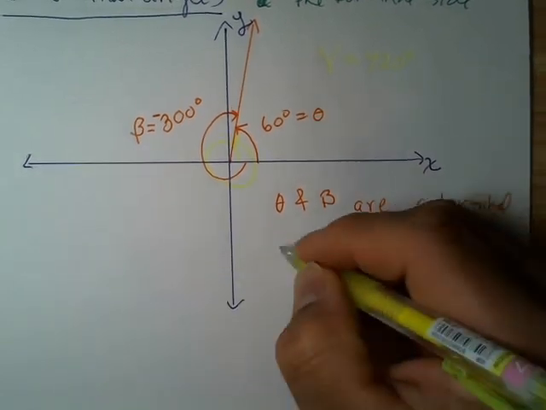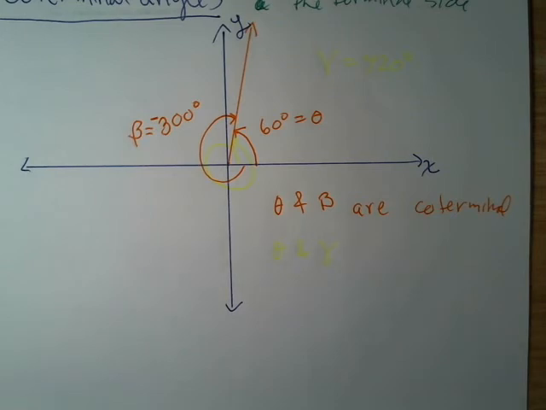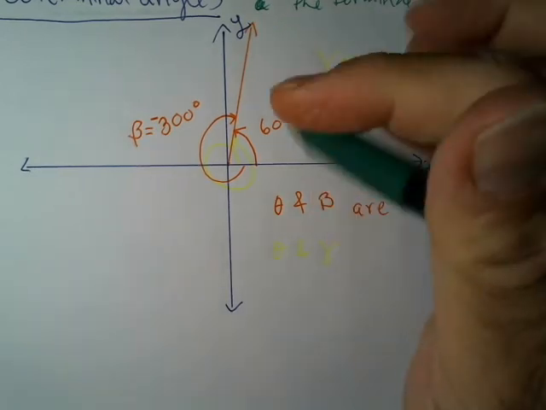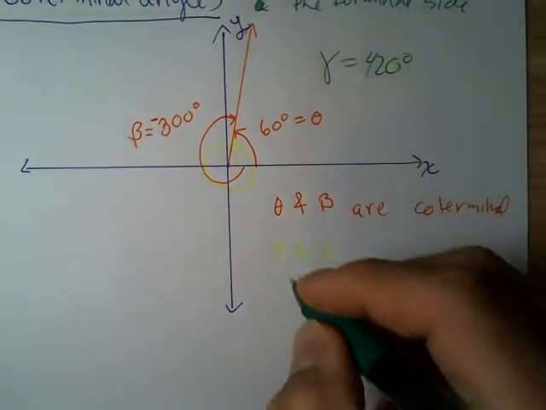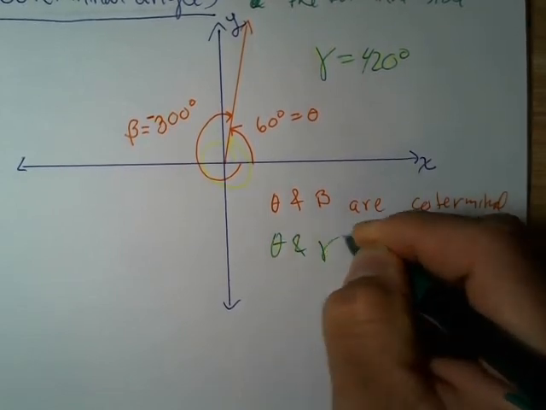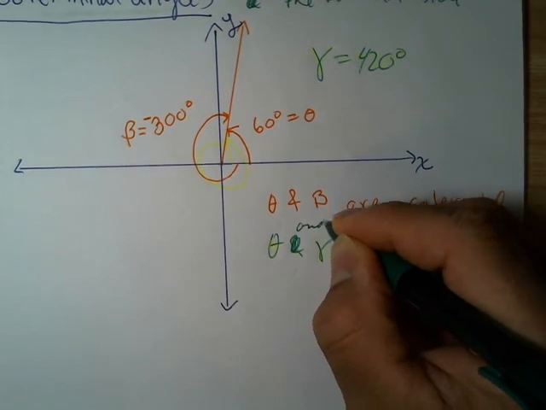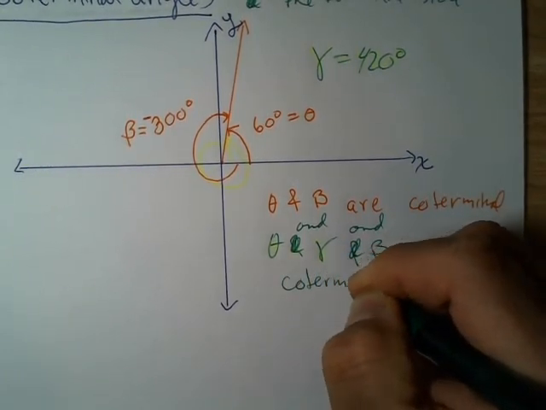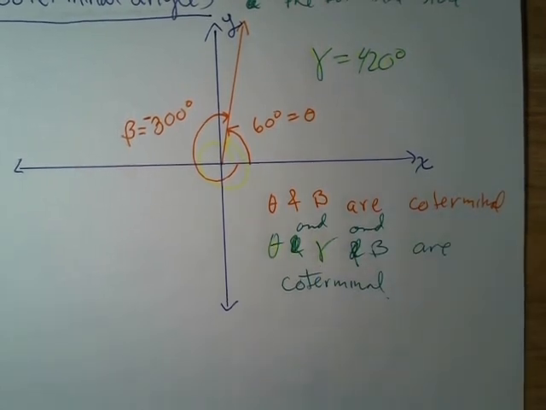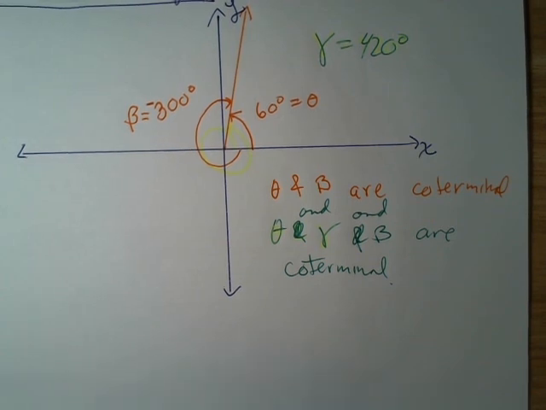Those are also coterminal, theta and gamma. Let me use something more visible here. Theta, gamma and beta, all of these are coterminal. All right, that concludes this video. Thank you.